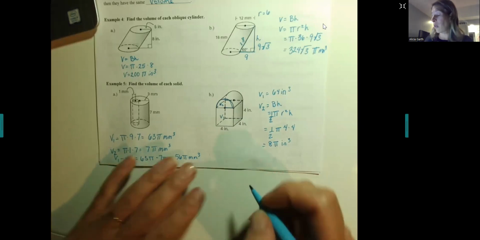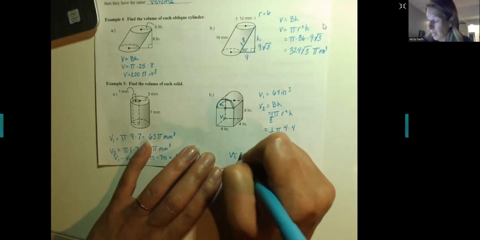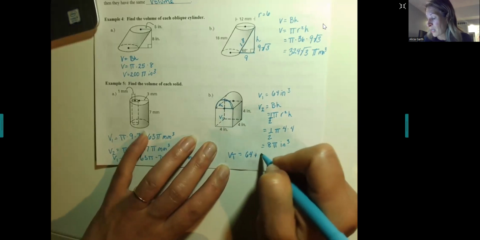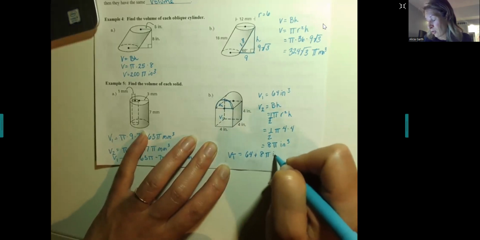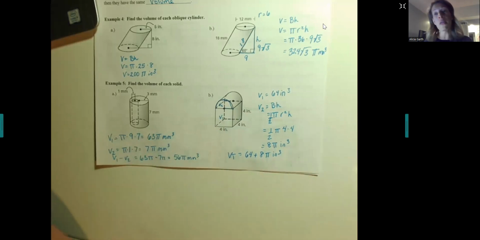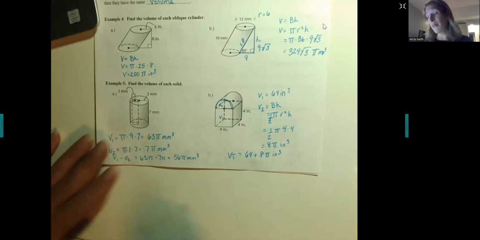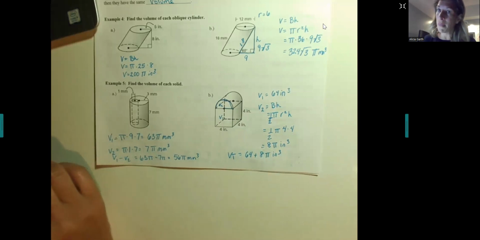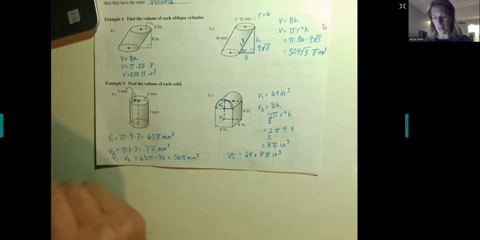So the volume total, I'm just going to add them together. I've got 64 plus 8 pi inches cubed. Notice that I can leave them just like this. I can't add them together unless I were to multiply by pi. Pi is a number. We can't just add them together willy-nilly.